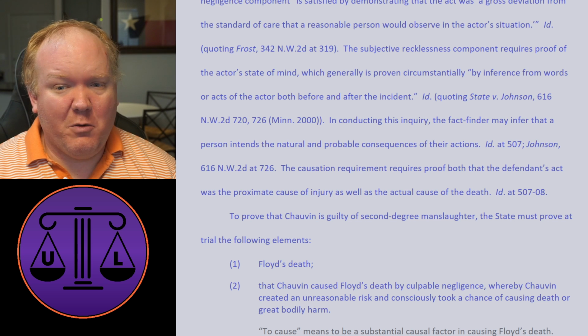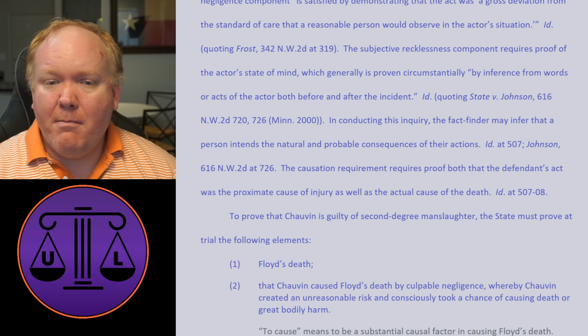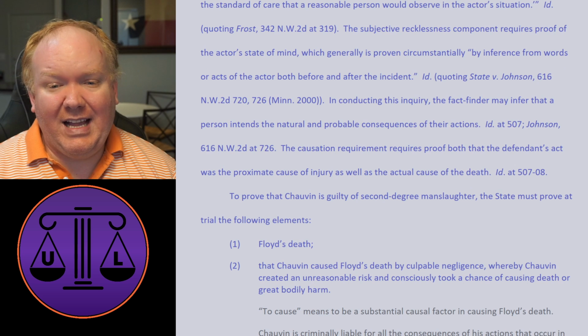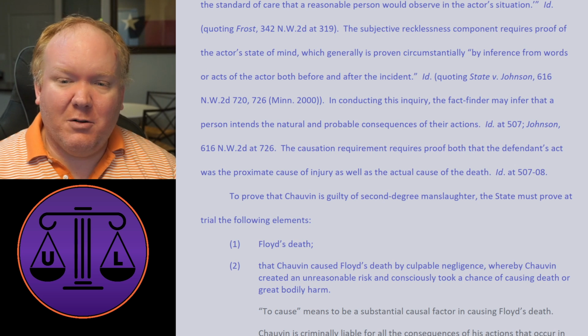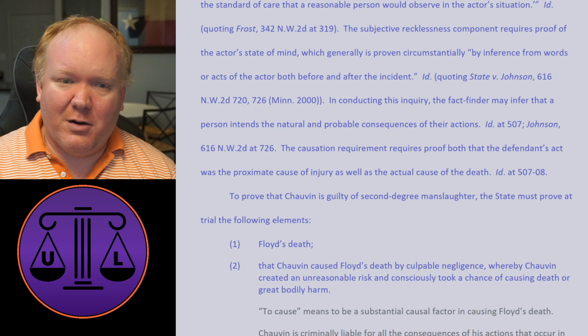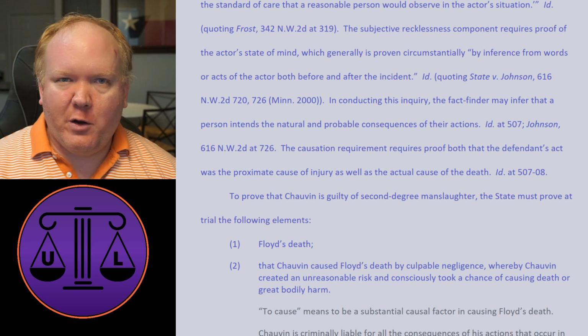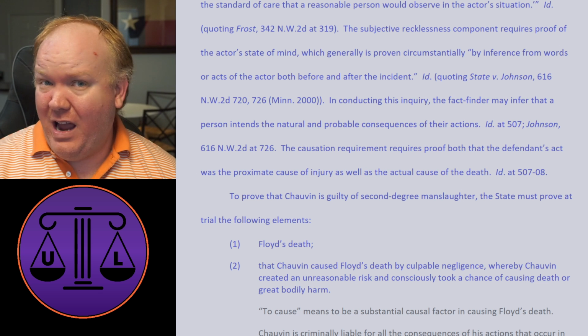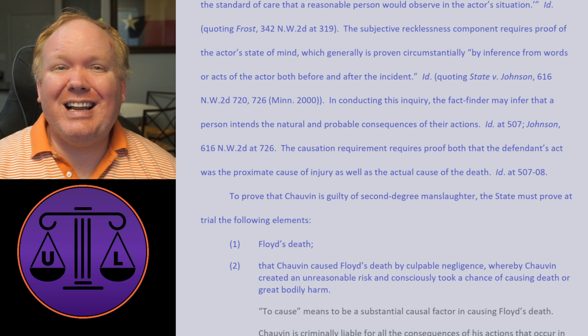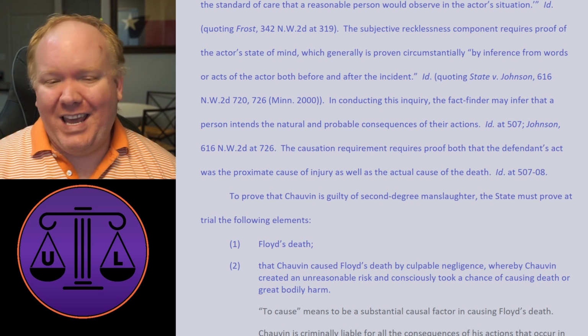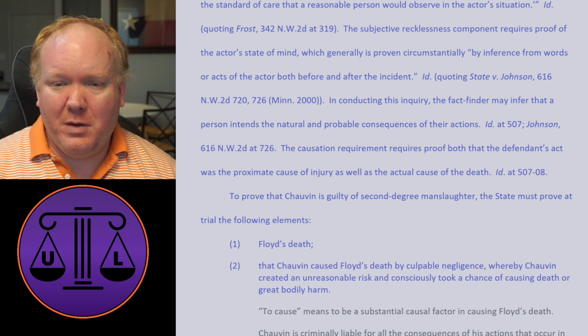In conducting this inquiry, the fact finder, that would be the jury, may infer that a person intends the natural and probable consequences of their action. Yeah, that's standard black letter law. You can infer the intent from the act. You don't have to, but you can. If the person did the thing, you can assume that they intended to do the thing. You don't have to, but you can.